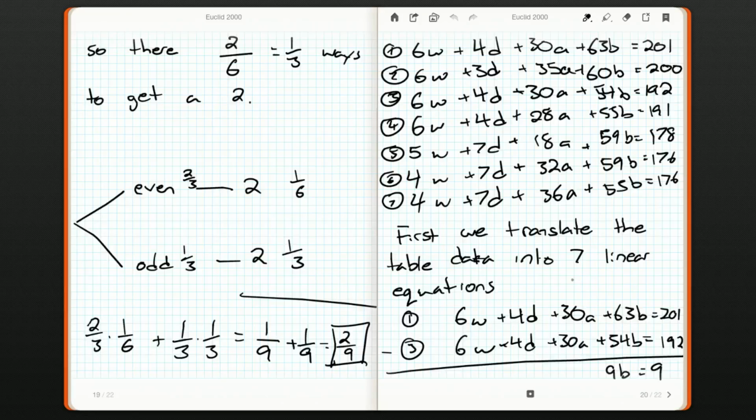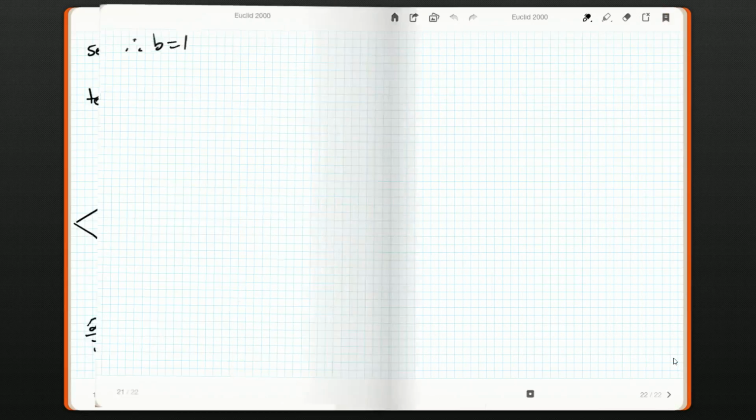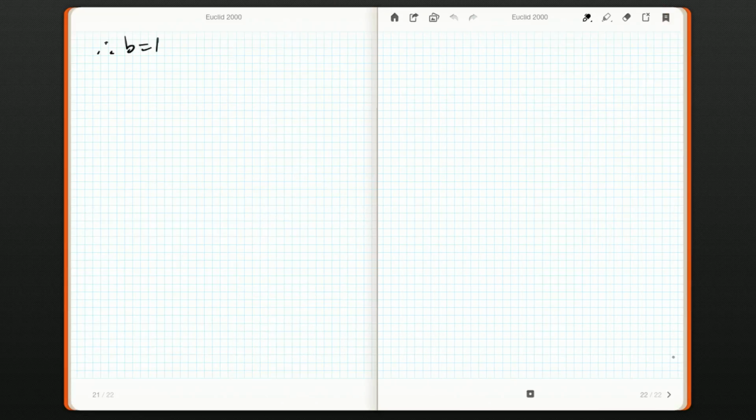Now, another thing that I'm picking out is I notice these last 2 equations. They start off 4w, 7d, and there's 32 and 36. That's a difference of 4. 59 and 55, that's a difference of 4. And they come up to the same outcome. So at the very least, we're going to be able to get a relationship between a and b. I can already see that a is going to be equal to b, and since we know what b is, we're going to be able to figure out what a is.